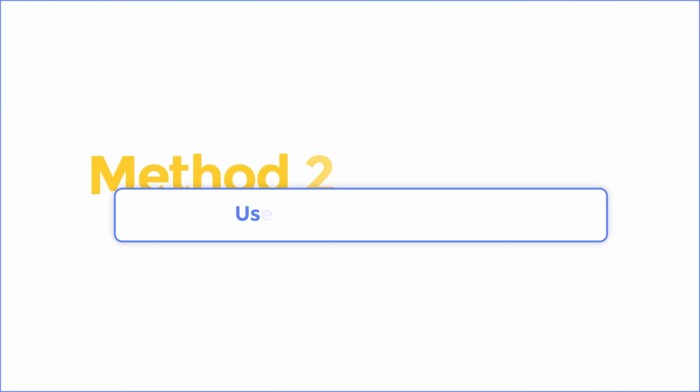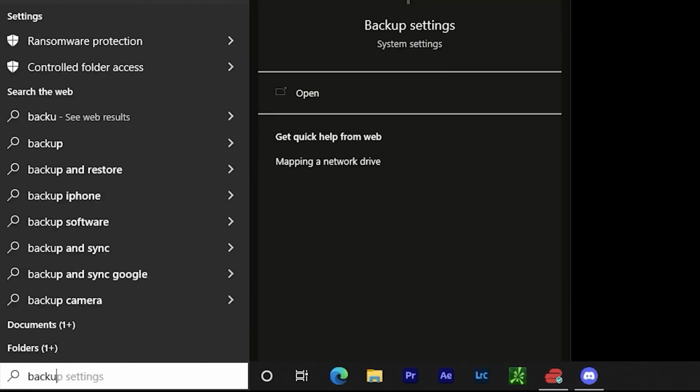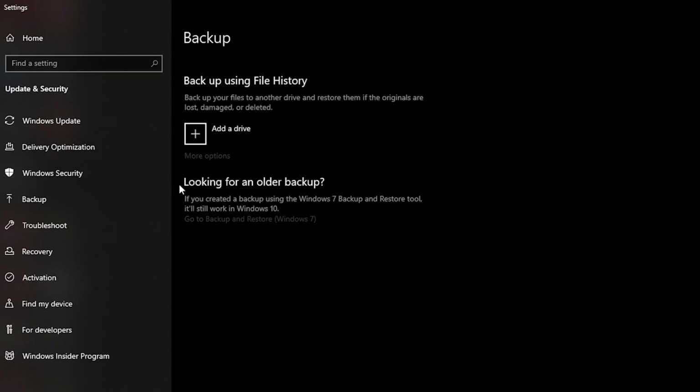Method 2. Use Backup and Restore. Go down to the Windows search box first. You're going to type Backup and you'll see a thing called Backup Settings come up. Now you can go to Backup and Restore.